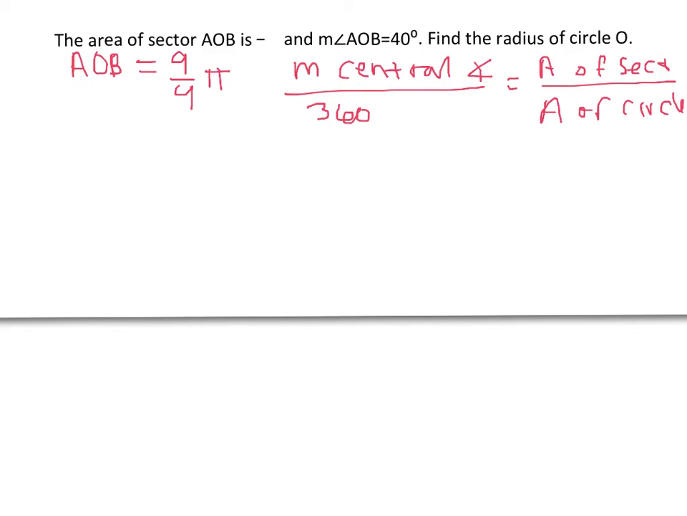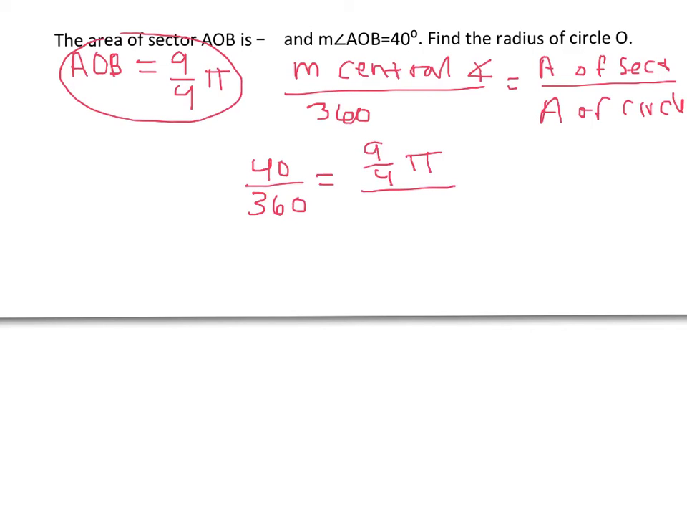Okay, so now I'm just going to substitute into the formula. The central angle is 40, so this is 40 divided by 360 equals the area of the sector, which is given, and that is 9 over 4 pi. Then we're trying to find the radius, so let's write down the formula for area of a circle. I have pi here and I have pi here, so that pi and that pi reduces to 1. Okay, now we can cross multiply.